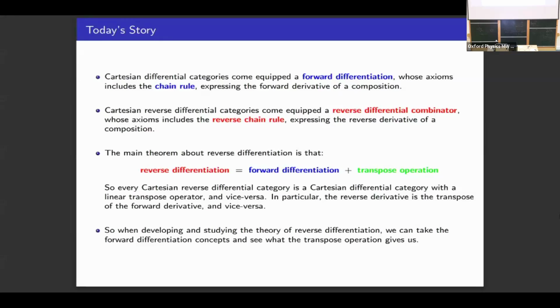So it's been quite fun to take the theory of forward differentiation that's now well established, add in a transpose operation, and see what you get, to get the reverse differential analog of things. For example, most recently, we've been able to start doing reverse differential geometry, which is a scary sounding name, but it's been quite fun.